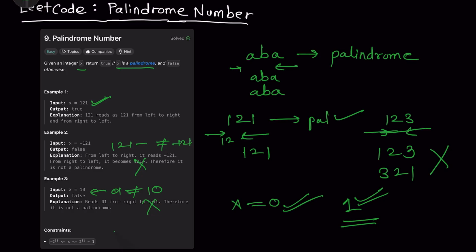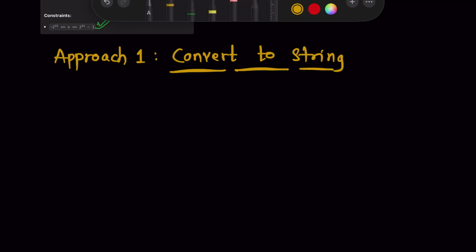So the important things to notice from the problem statement or the constraints are that the given input integer can be positive as well as negative. We should solve this without extra space if possible, and we need to handle edge cases like single digit numbers or trailing zeros. The basic approach that comes to our mind is converting this number to a string. This is the simplest, but it is not the best approach for interviews. Let's see in detail why.